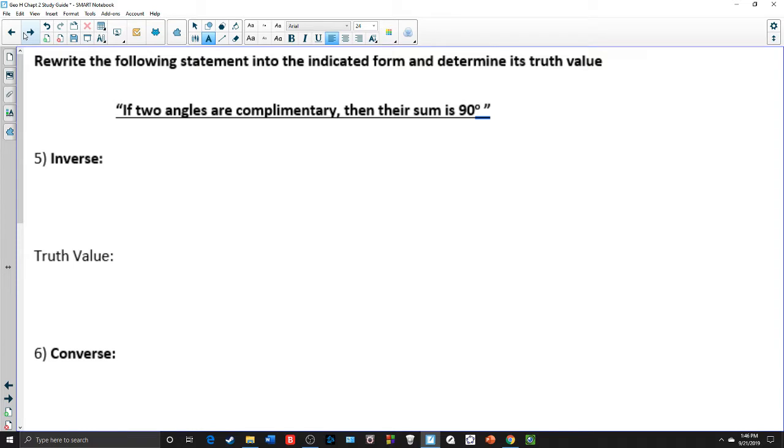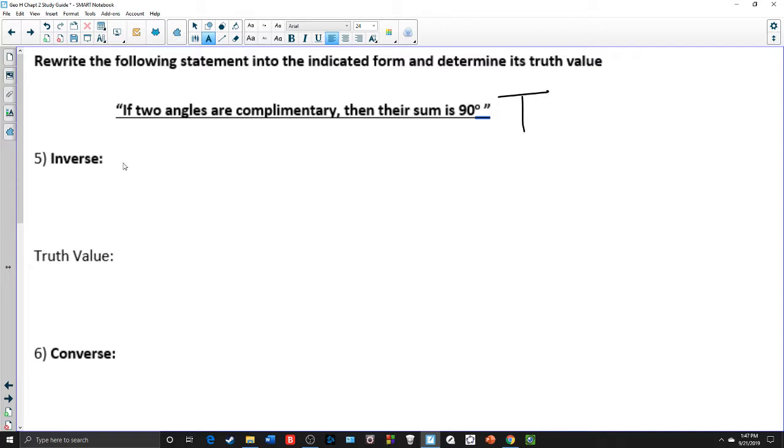Now the next one deals with different versions of the conditional: inverse, converse, contrapositive, and biconditional. So let's take a look at this. Now it says it wants the truth value, which is just if something is true or false. So let's figure out if this first statement is true or false, because that will help us figure out the other ones. So if two angles are complementary, then their sum is 90. Well, that is true. That's the definition of complementary angles. They have to add to 90 in order to be complementary. So this is by definition true because it's just restating the definition of complementary angles, which is the fact that two angles add together to make 90.